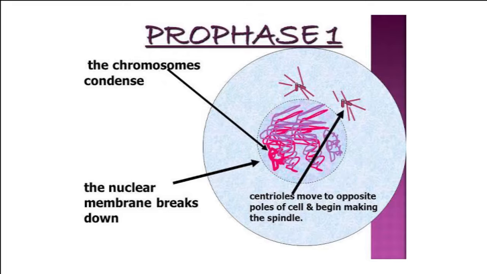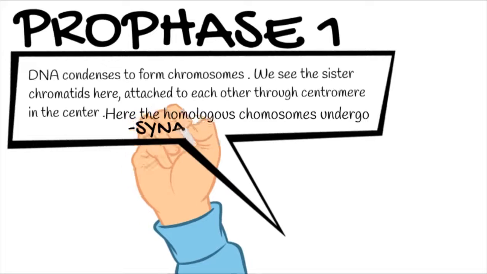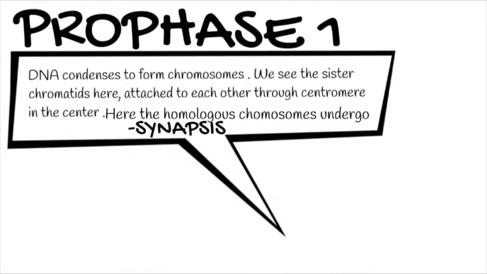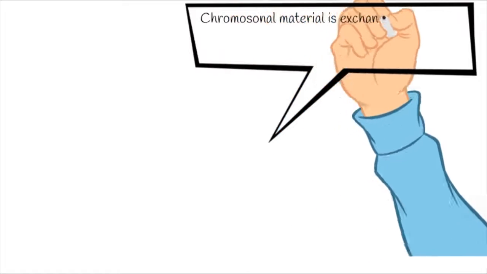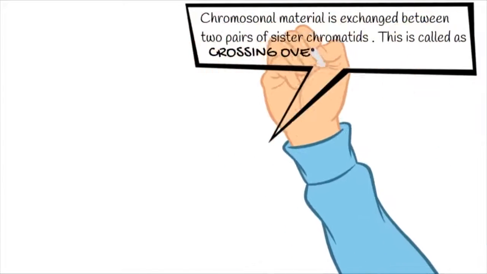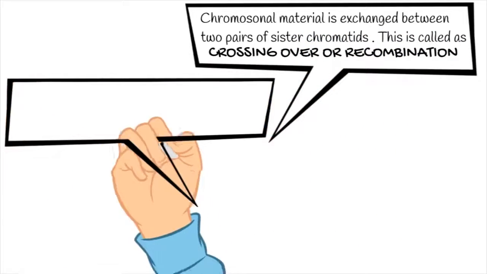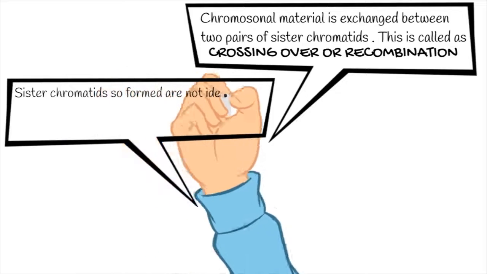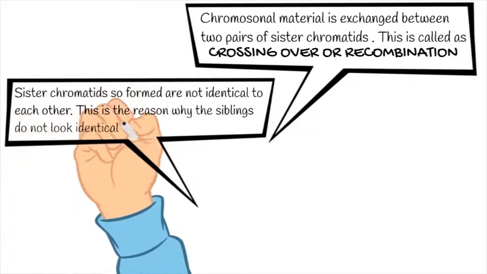Now these homologous chromosomes undergo a special reaction called synapsis. The chromosomal material is exchanged between these chromatids. This exchange of material is called crossing over or recombination. Now the chromatids so formed are not identical to each other. This is one of the main reasons why siblings do not look identical to each other.